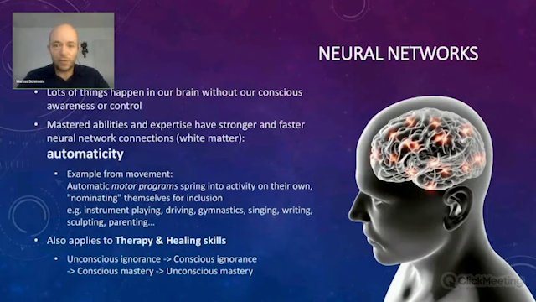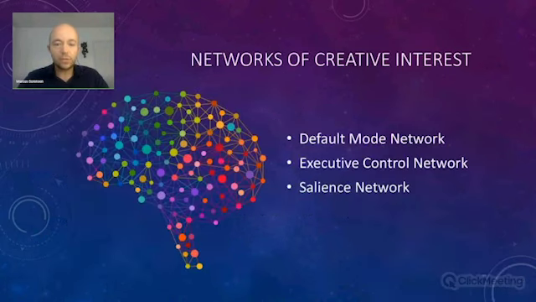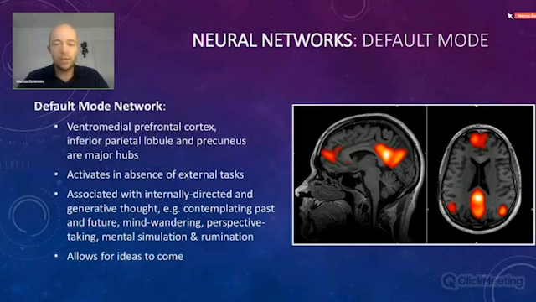So that's neural networks. Now let's hone in a little bit on the ones that are of specific interest to us today. So we're going to be looking at three networks of interest to creativity, which is the default mode network, the executive control network, and the salience network. And we'll look at them in that order. So here we go. The default mode network.